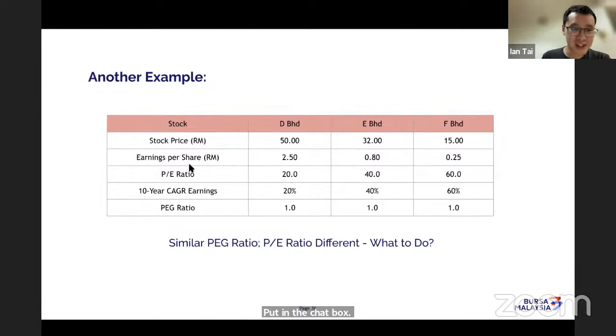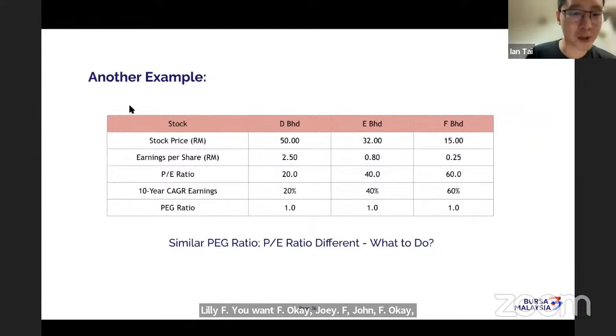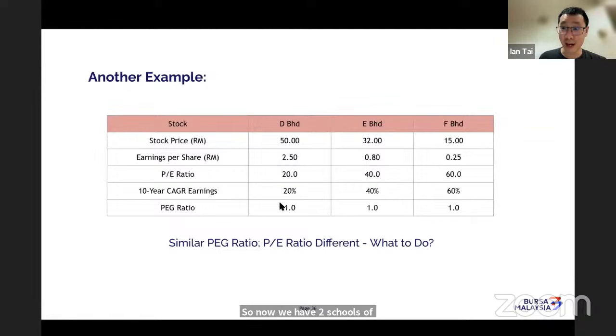So Huang says D. Siu Feng D. Siu Kim Man D. Ahmad Azri says the one with the highest CAGR. Alex D. Kok Meng F. Lily F. Yipwen F. Joey F. Ng Seng Hock D. John Yap F. Okay, fantastic. Now we have 2 schools of thought. So this is my take.